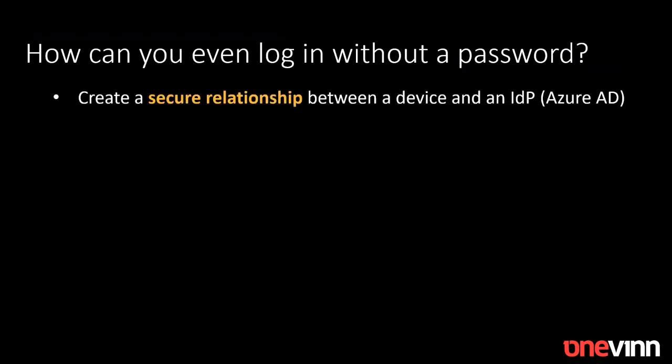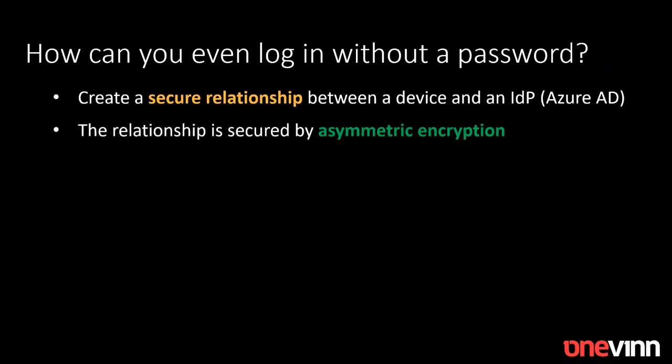So on a more conceptual level, how can you even log in without using a password? It doesn't really make sense if you just look at it initially. Well, what you do is that you create a secure relationship between a device and an identity provider, such as Azure AD. And this secure relationship is secured by using asymmetric encryption. That means you have a private key that's sensitive and you have a matching public key that you can share. And those two have a relationship. If we compare with passwords, those are actually symmetric encryption because the password you enter at your side is the same password that the service needs to keep track of to make sure you are who you are.